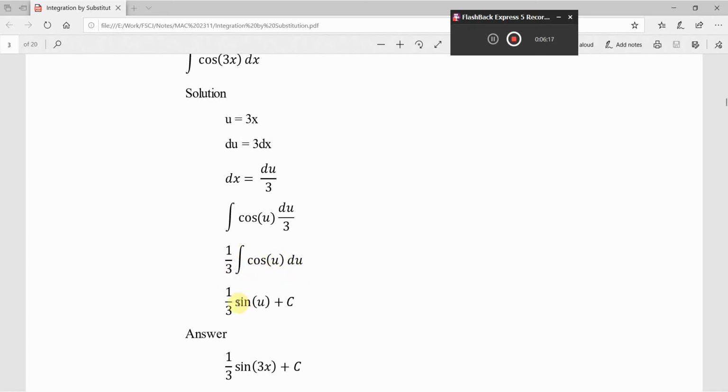Well, the antiderivative of cosine is sine, so I get 1/3 times the sine of u plus a constant. And then the last thing, where the u is located, I'm going to replace that with 3x. So my answer is going to be 1/3 times the sine of 3x plus a constant.